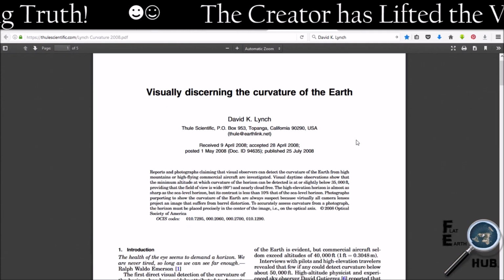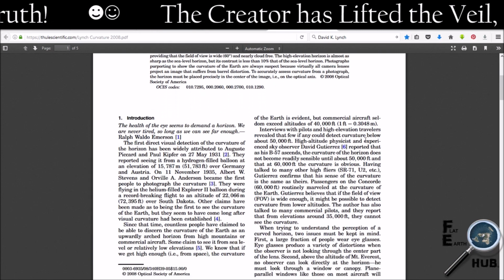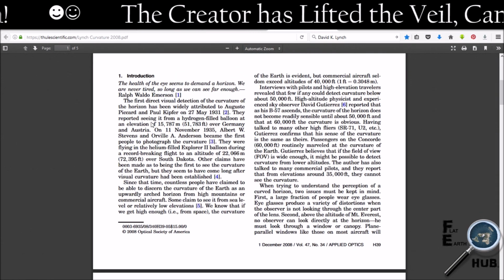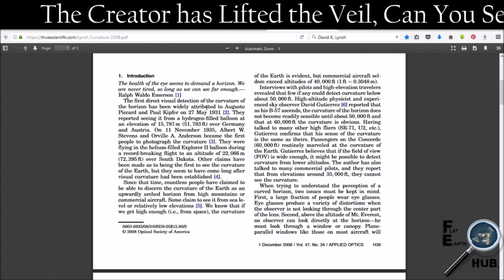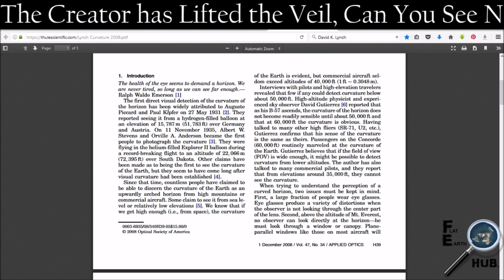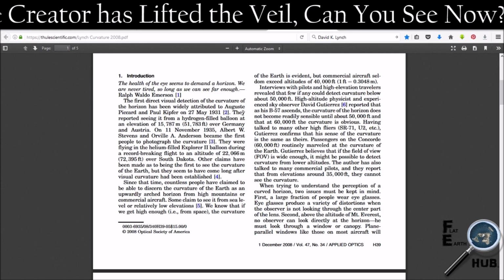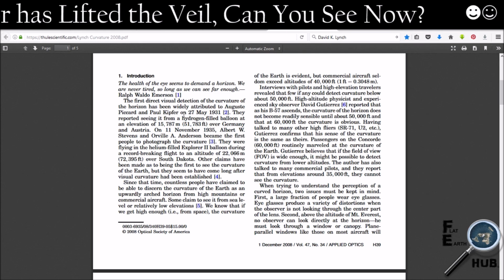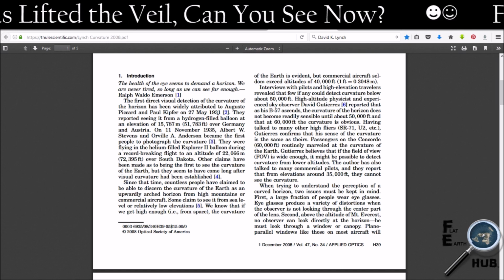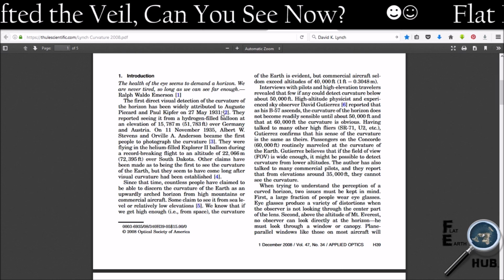And in this paper here, I'm going to have a link to it. The introduction I'm just going to quickly read. The first direct visual detection of the curvature of the horizon has been widely attributed to Auguste Piccard and Paul Kipfer on the 27th of May 1931. And we know that we've researched that.